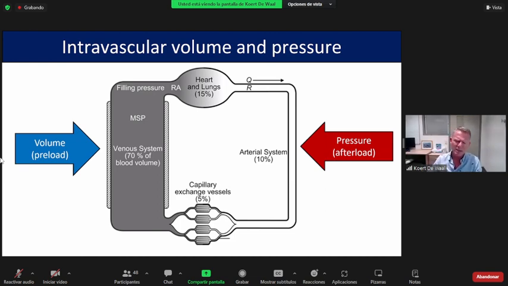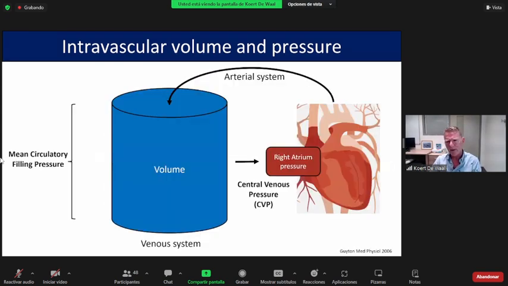But as you can imagine from the cardiovascular system, this is not completely true. There's also pressure changes in your venous system, and there's also volume changes in your arterial system. And particularly the one on the venous system and how they are connected to your heart needs some further explanation.